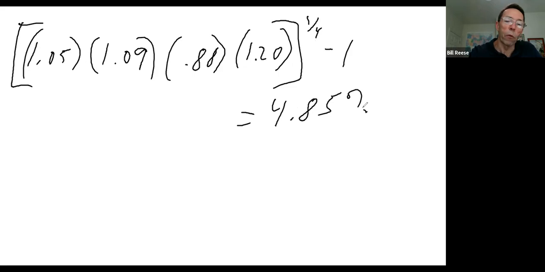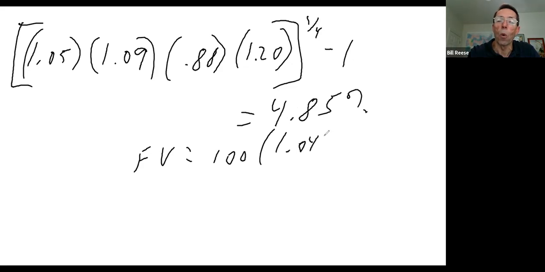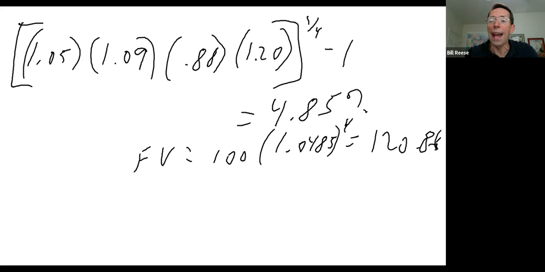But if we do our formula that the future value is equal to the present value, $100, times 1 plus r, plug in 4.85% for r, 1.0485 raised to the 4th power. Guess what we're going to get? We're going to get $120.86, which is indeed what you had at the end of the 4 years. So that is how investment managers must report an average of past earnings, with the geometric mean.